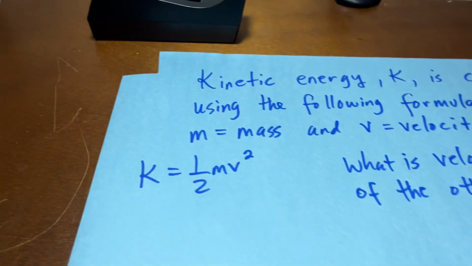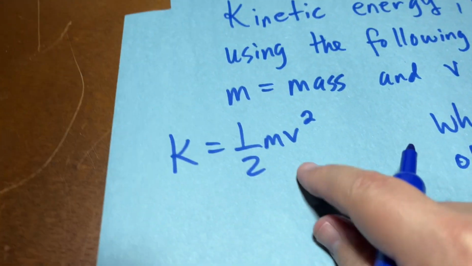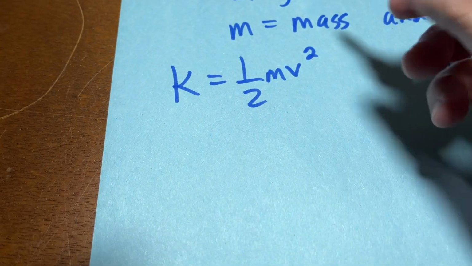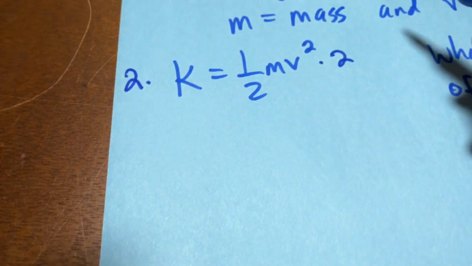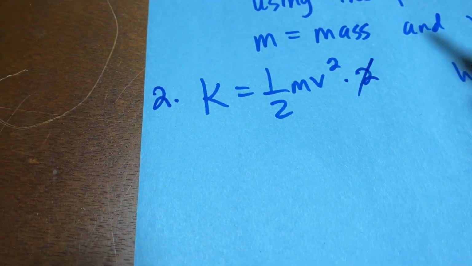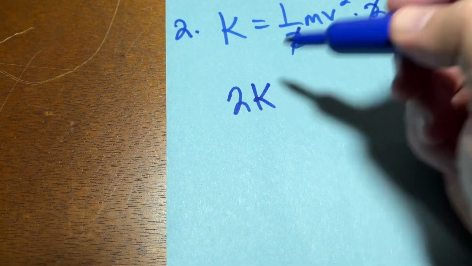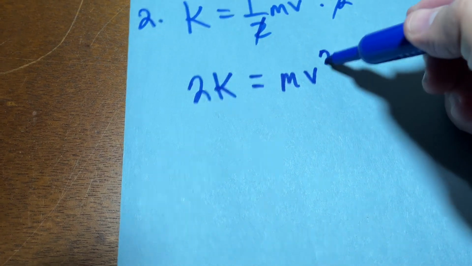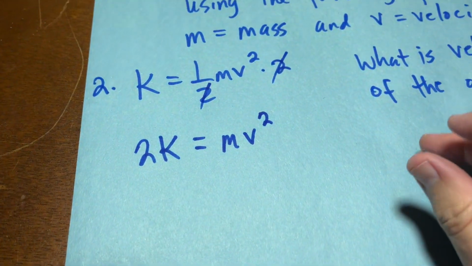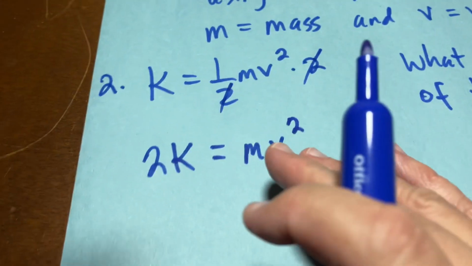What they want us to do here is to solve this equation for v. So we want to get v by itself. The very first thing I would do is multiply both sides by 2. The benefit is this 2 is going to cancel with that. So I have 2K equals mv squared, and I am trying to solve for velocity. So I'm trying to get v by itself.